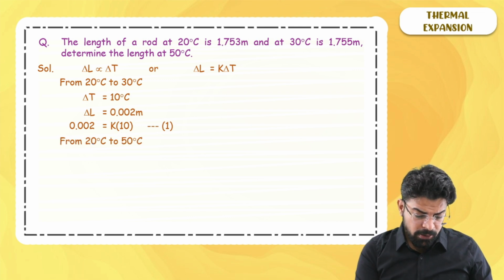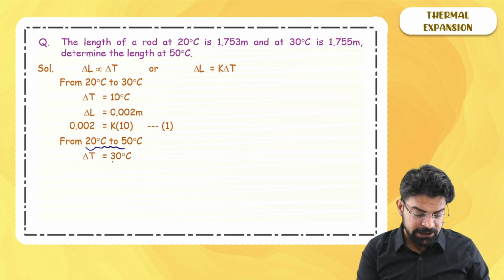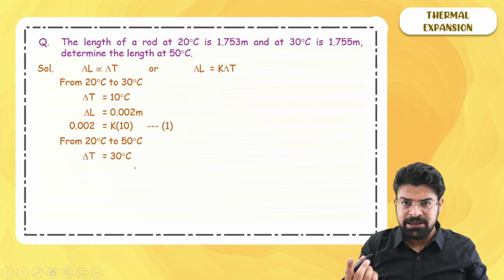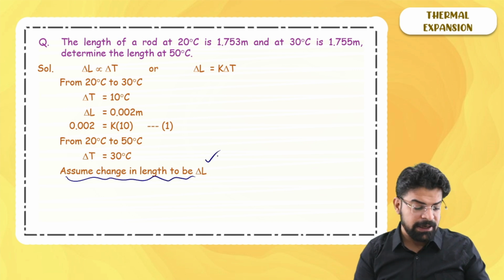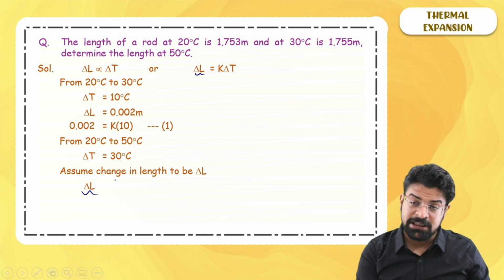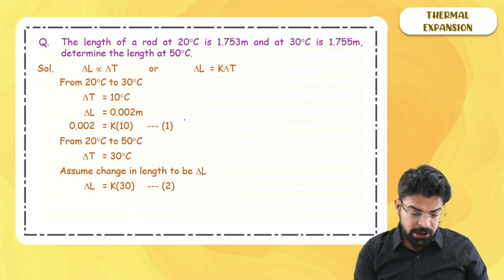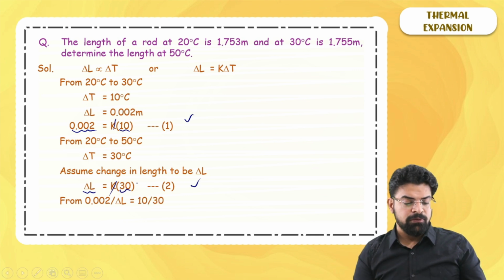Now when you increase the temperature from 20 to 50, the change in temperature is 30 degrees centigrade. So the change in length, assume it to be delta L, has to be the same proportionality constant k times the change in temperature, which is 30. Dividing both sides, you will get 0.002 by delta L equals, the k will get cancelled, 10 by 30, that will be equal to 1 by 3.